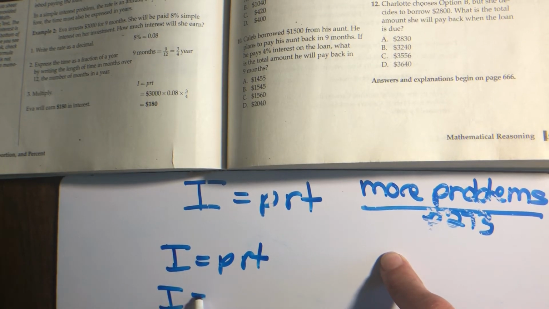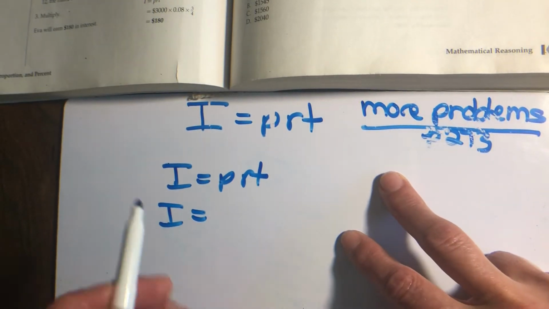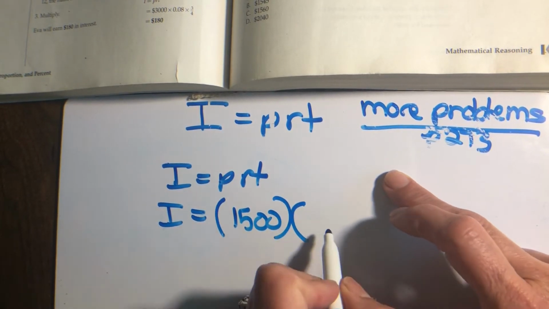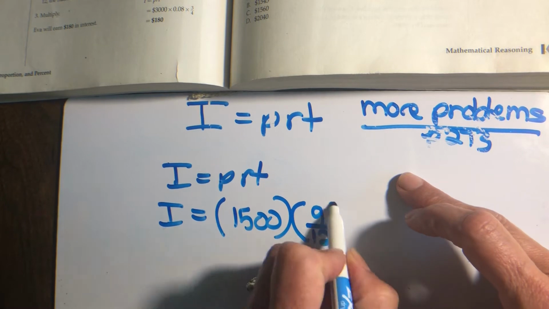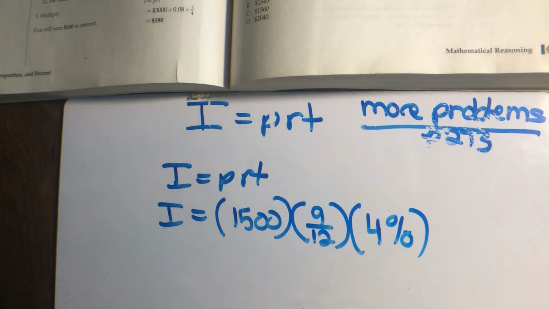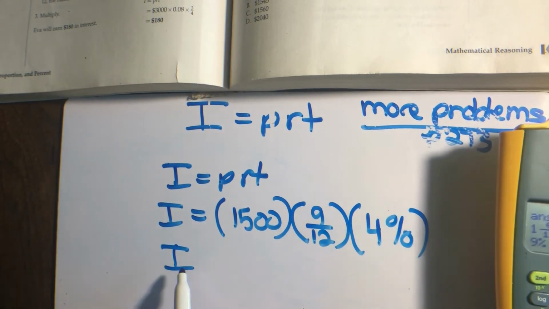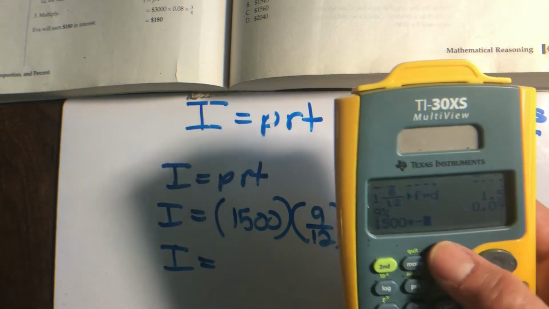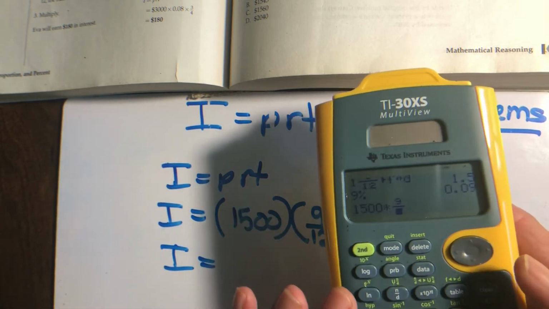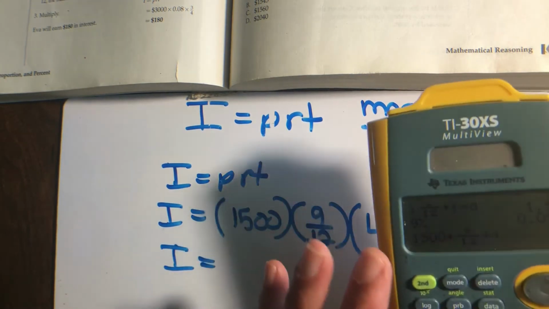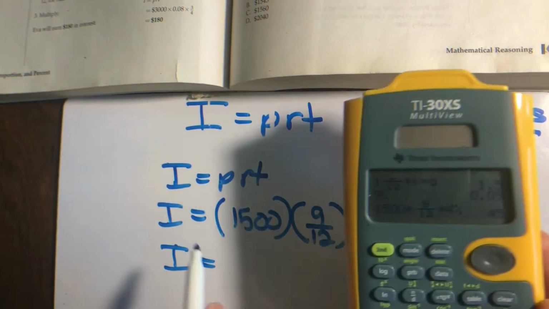Now, we're looking for interest, but we're going to have to do something with it. So our principal is $1,500. We got 9 months, so I'm putting that over 12. And our interest rate is 4%. If you don't like it like that, change it to a decimal. You know how to do that. Plug all that into your calculator, 4%, and you get 45.